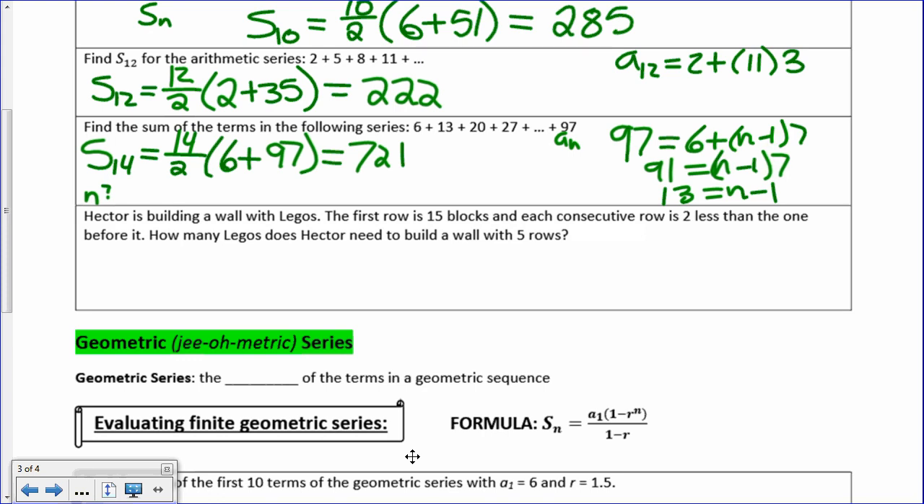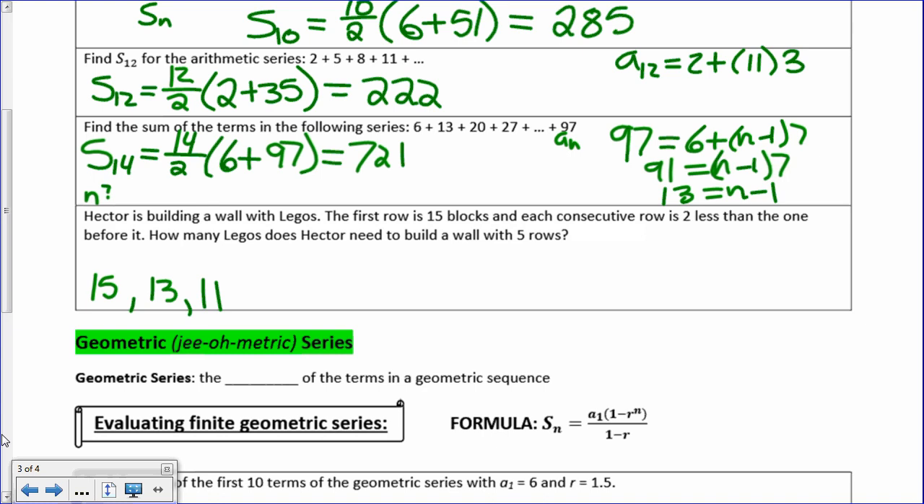So, what do you guys think about this? What's one number that I know already? The first row is 15. Do I know anything else? What's the next row? 2 less than that. So the next row would be 13. And then the row after that? 11. You guys see the pattern? I was going like this?